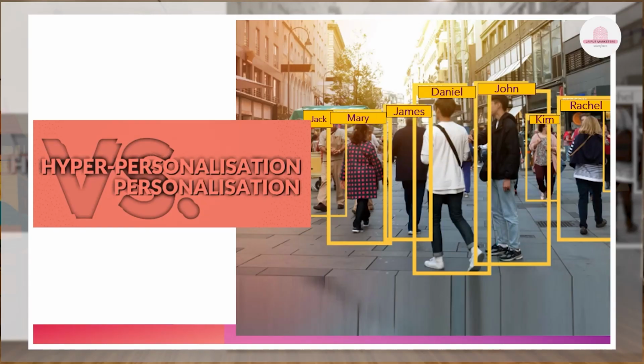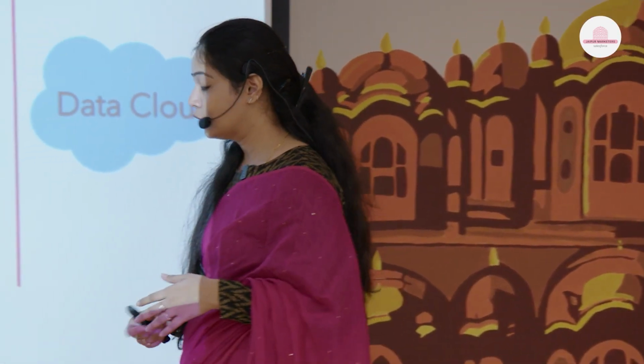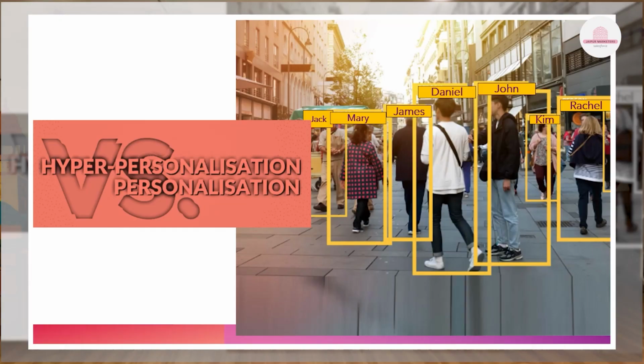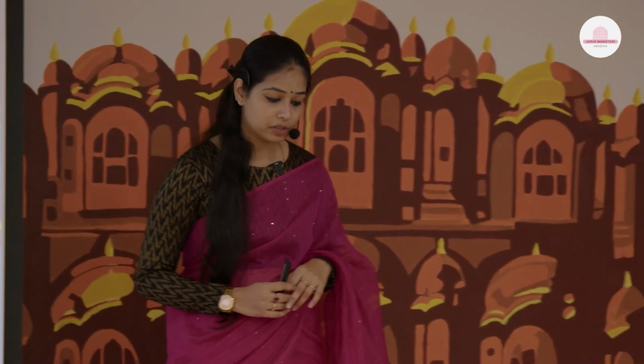Now if I talk about hyper-personalization. As I said in the beginning, hyper-personalization works on real-time data. So if I'm saying real-time data, it might also identify my geographic location, any demographic or firmographic details, any change in all of those things.